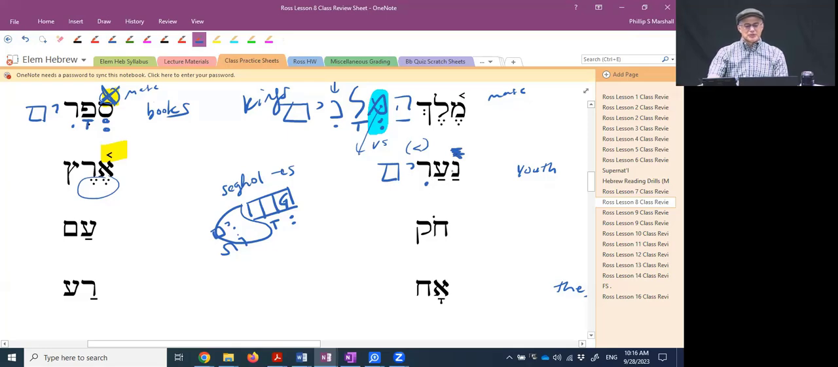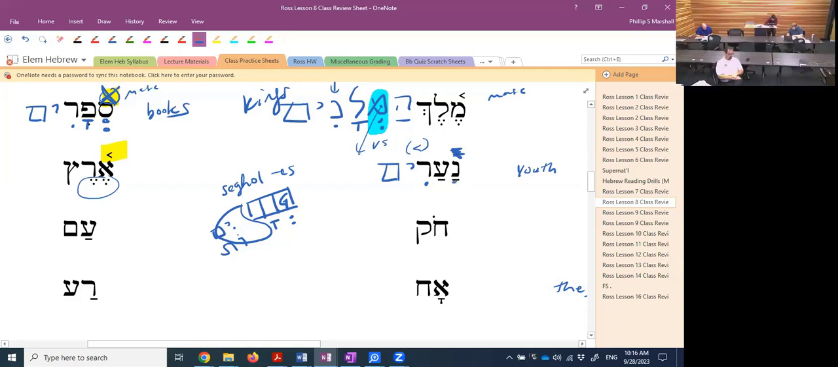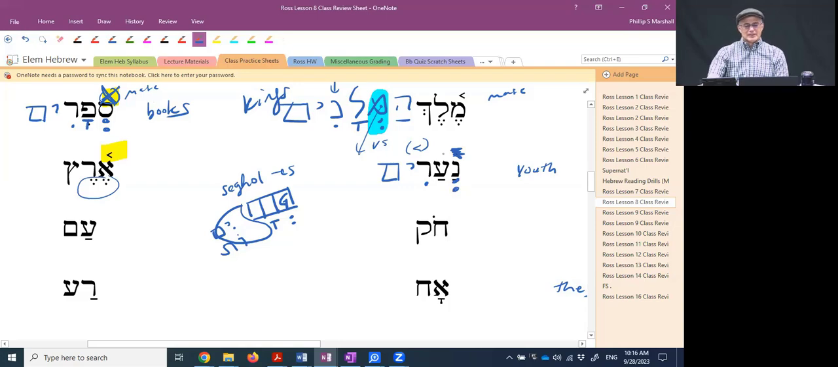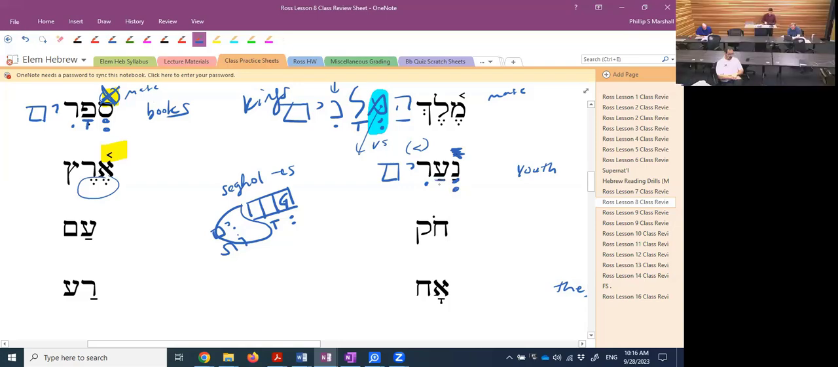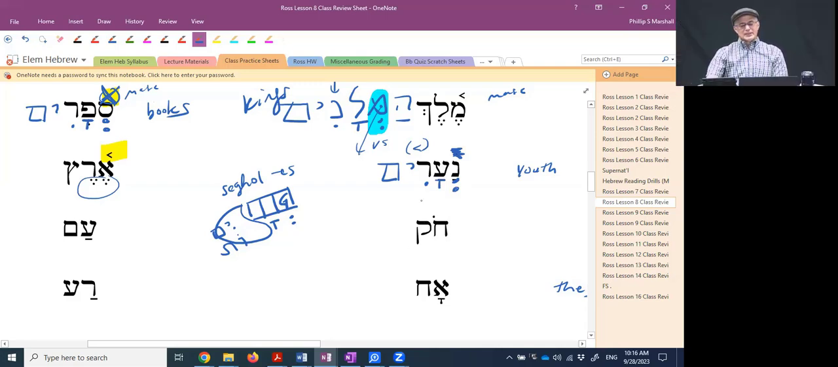What's going to happen to the first two vowels? The noon takes what under it? Vocal shiva. Vocal shiva. Say that out loud. Vocal shiva. Second consonant takes what vowel now? Kametz. Very good. Is there anything that would not allow me to put a vocal shiva and a kametz here in these places?